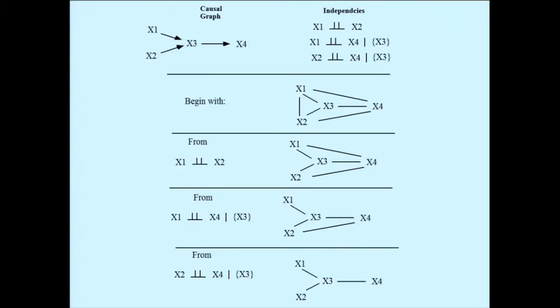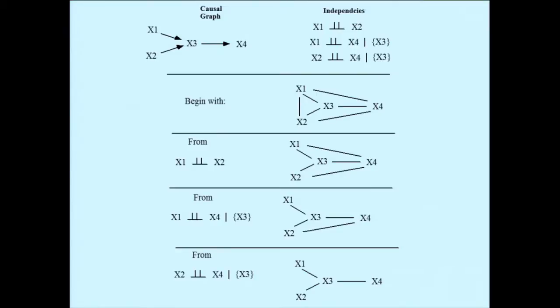Okay, so we begin with everybody connected to everybody else, and we look through all the zero-order independencies, all the pairs of variables conditioned on nobody, and we see that x1 and x2 are independent because that's one of the zero-order independencies and the only zero-order independence. And from that, we remove the x1, x2 adjacency.